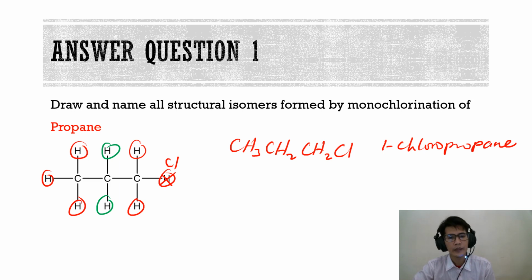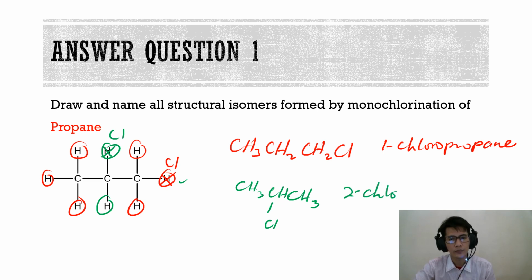Okay, and if you replace this hydrogen with Cl, this hydrogen remains, so you will get CH3CHClCH3. One of the H is replaced by Cl. So this is the product, and the name of this product is 2-chloropropane.